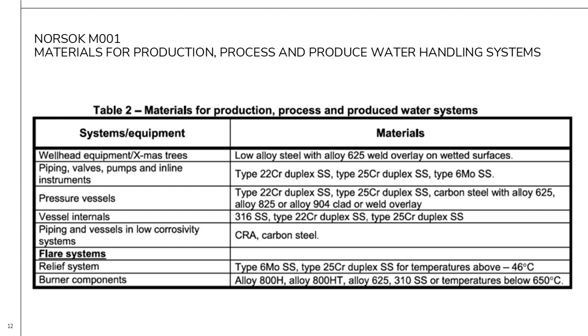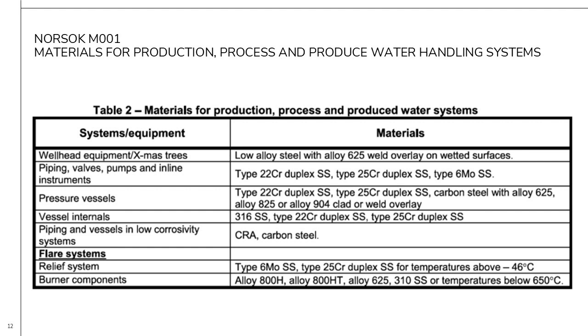Low corrosivity systems, for piping and vessels in low corrosivity environments. CRA, corrosion-resistant alloy, or carbon steel is sufficient. This helps optimize cost without compromising performance. Number 6. Flare systems. Moving to flare systems, there are two key components.